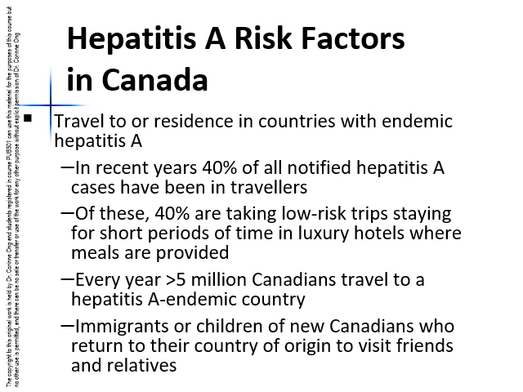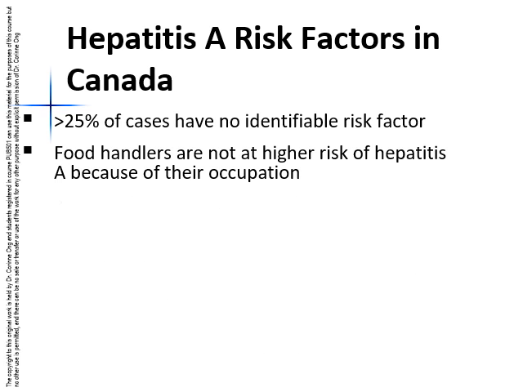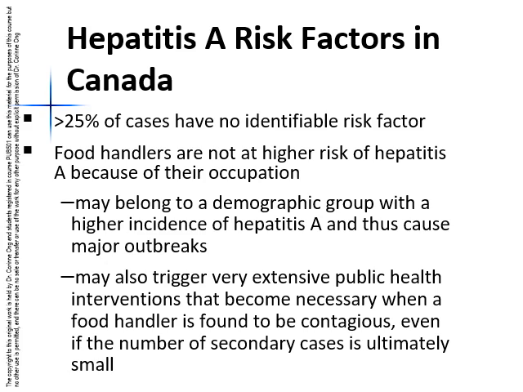At risk are also new immigrants or children of new Canadians who return to their country of origin to visit friends and relatives. In spite of outbreak investigations, more than a quarter of cases have no identifiable risk factor. Although hepatitis A outbreaks are associated with infected food handlers, these individuals are not at a higher risk of being infected with hepatitis A because of their occupation. However, they may be more likely to belong to a demographic group with a higher incidence of hepatitis A and thus may be the source of major foodborne outbreaks.